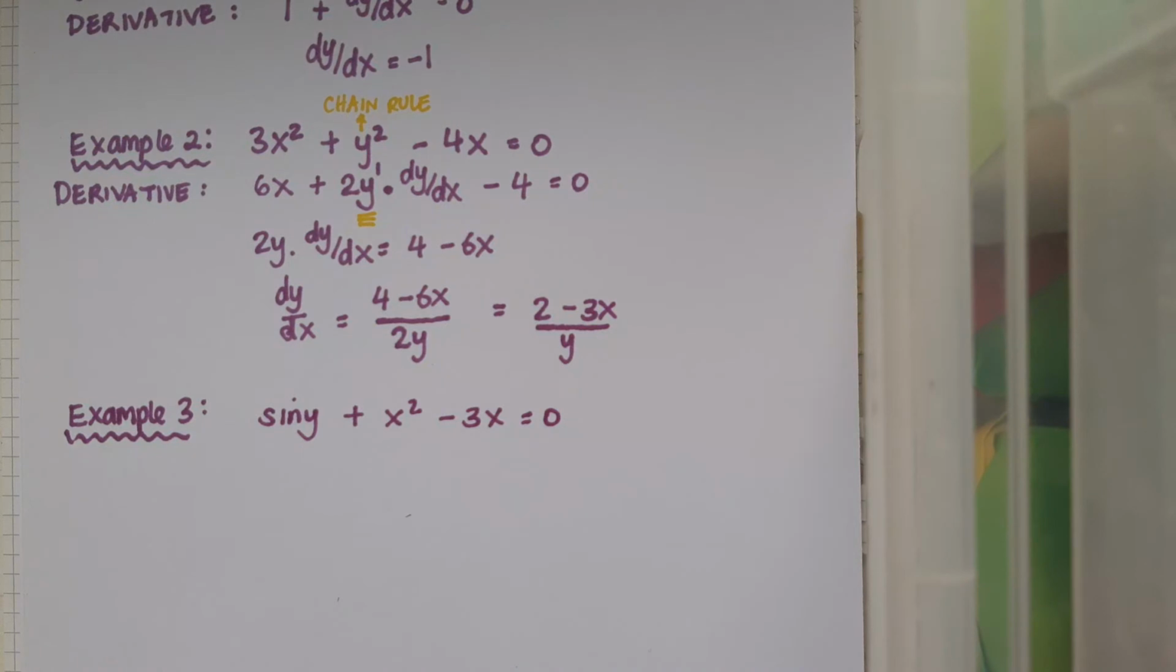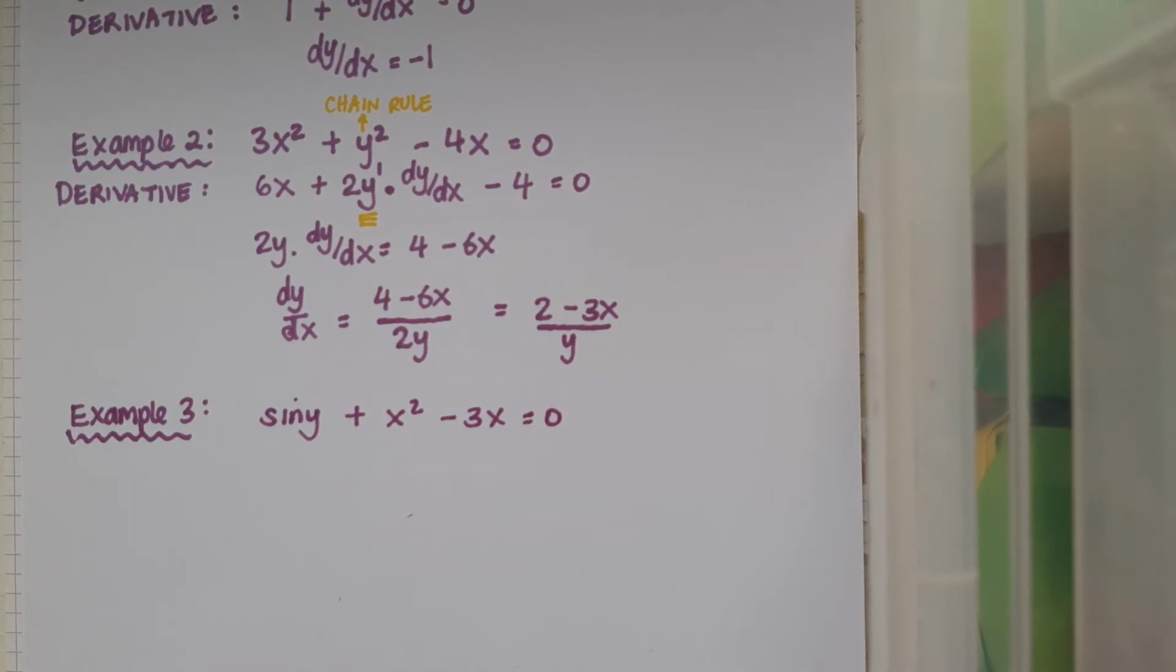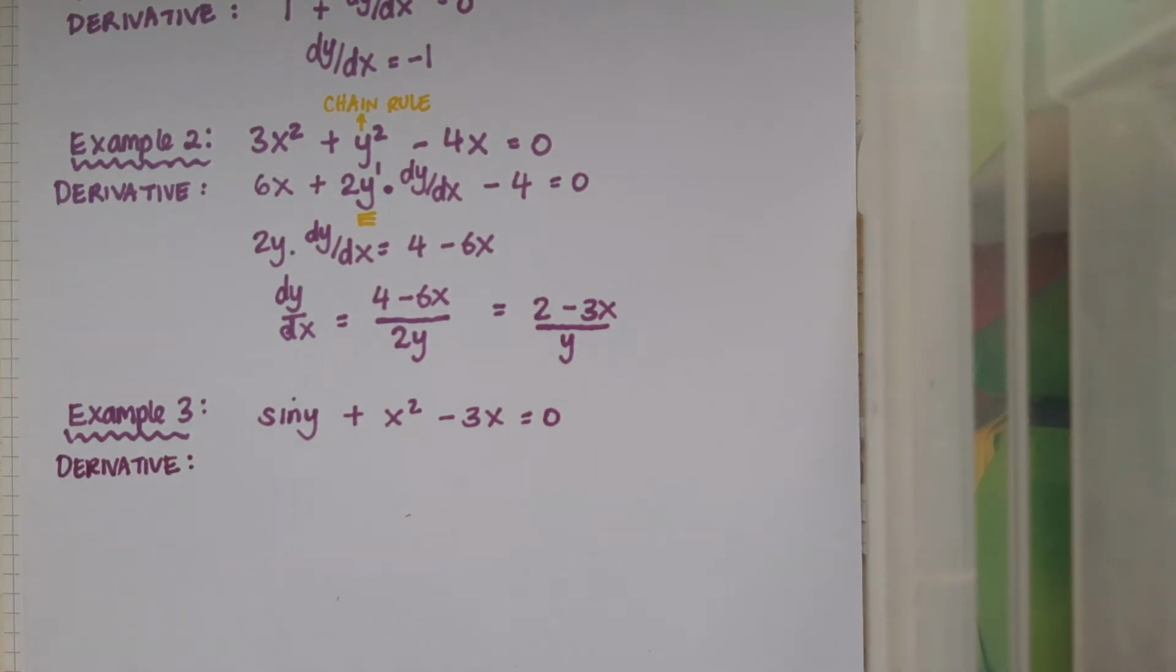Here's one final example. Sine y plus x squared minus 3x equals 0. So I'm going to, first of all, differentiate sine y. And of course, I still need to use my rules for trig differentiation here. So I need to have power, ratio, angle when I'm differentiating trig. Okay, so there isn't a power in this case, so I can move on from that straight onto ratio.